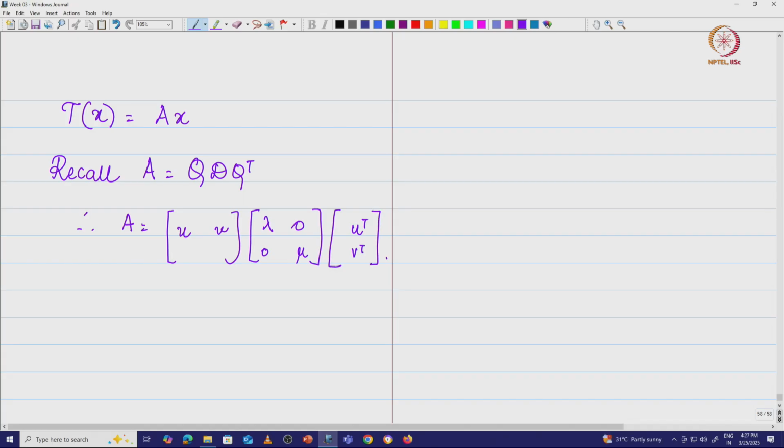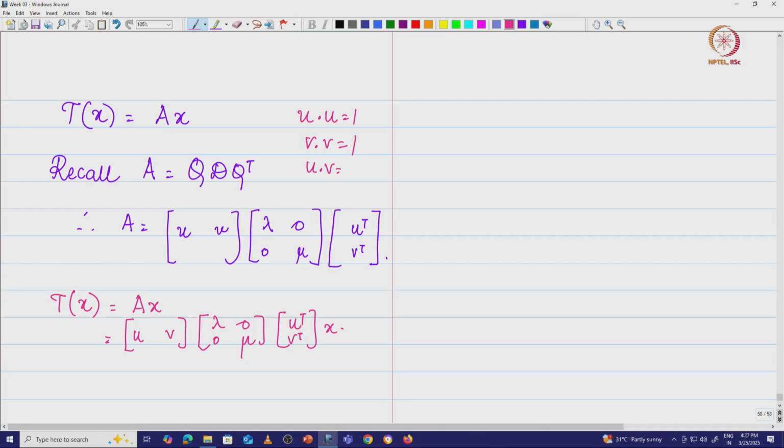Now I want to study what is Ax. T of x, the transformation on the vector x, is captured by Ax, and A is basically this product that we have, which is u v into lambda 0 0 mu into u transpose v transpose, and we have x, right. And what is interesting, u dot u is equal to 1, v dot v is equal to 1, u dot v is equal to v dot u is equal to 0. That means this corresponds to unit length vectors and this corresponds to orthogonal vectors, therefore u and v are orthonormal vectors, right.